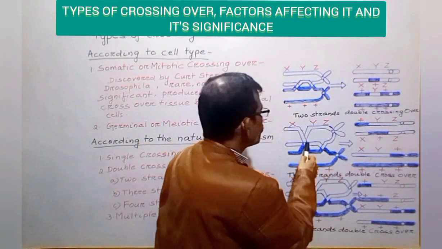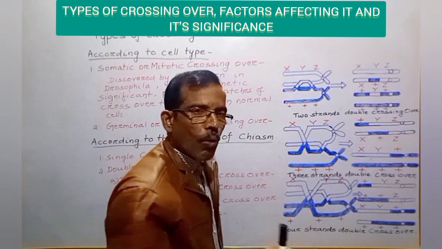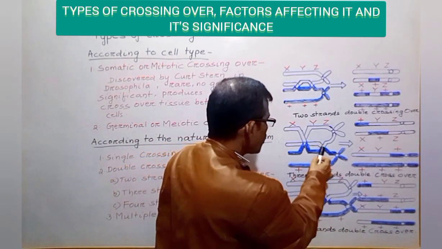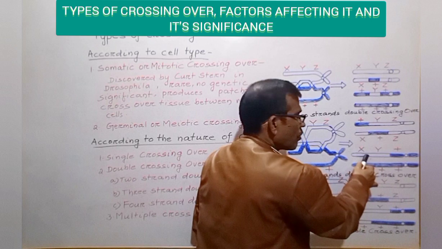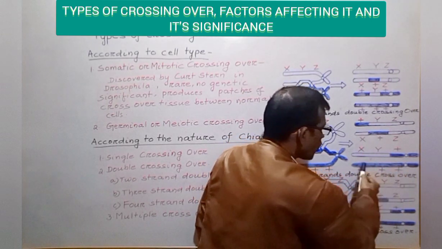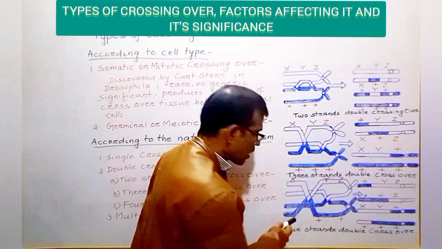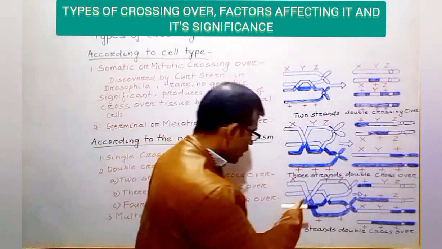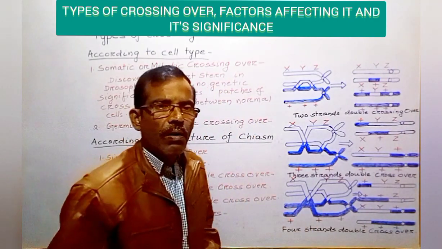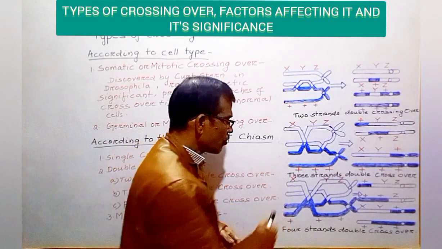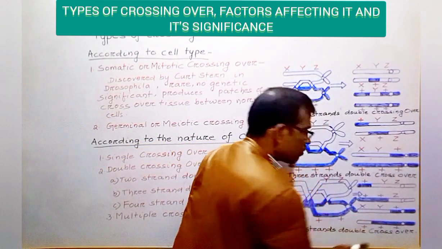So here also 2 chiasmata are formed, but out of 3 participating chromatids, 1 chromatid is involved in the formation of both chiasmata. As a result of this, 3 chromatids become recombinant and the remaining 1 remains non-recombinant. But in 4 strands double crossing over, all the chromatids are involved in genetic exchange. In this process, out of 4, 2 chromatids are involved in the formation of the first chiasma and the remaining 2 are involved in the second chiasma. As a result, all chromatids become recombinant.